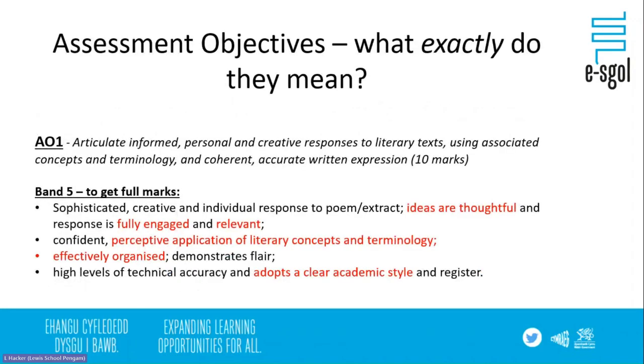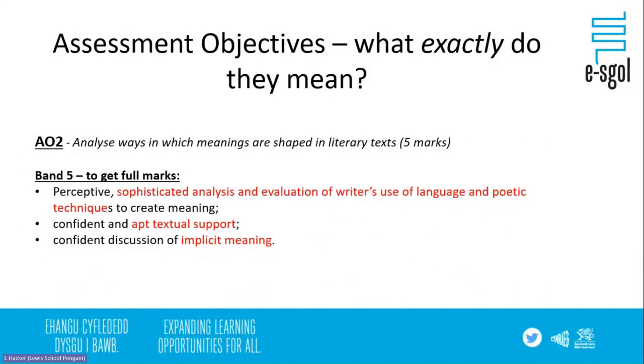Same slide as previously. I won't go through that again, but please familiarise yourself again with AO1. It's that individual creative response, the correct use of terminology, and adopting academic style and register throughout. That's 10 marks. Again, AO2, just 5 marks for this one. Again, that's your sophisticated analysis of the writer's use of language, form and structure, and also apt textual support. So refamiliarise yourself with that, with assessment objective 2, the same assessment objective as in the first question.